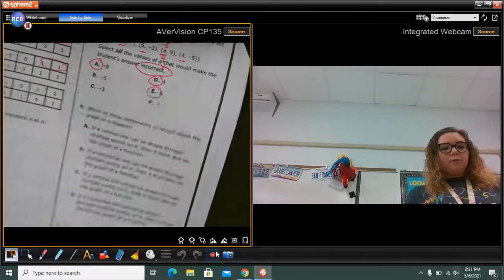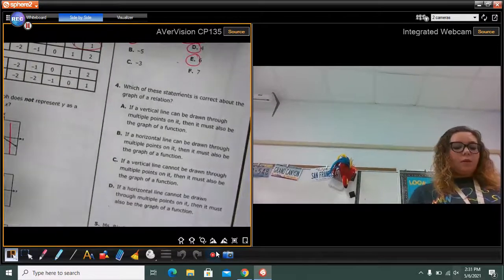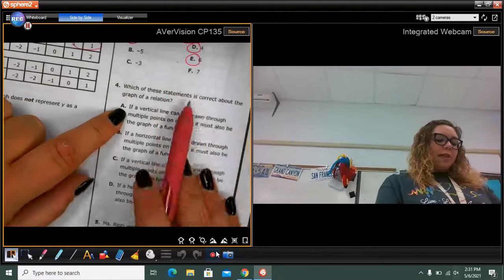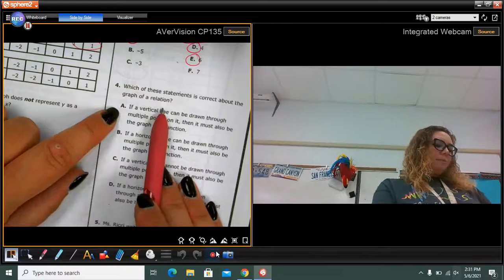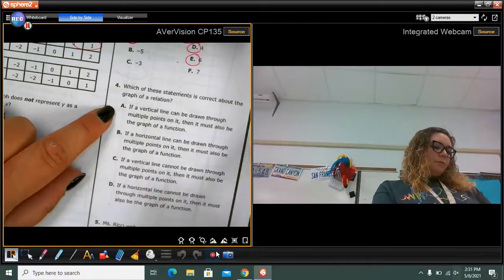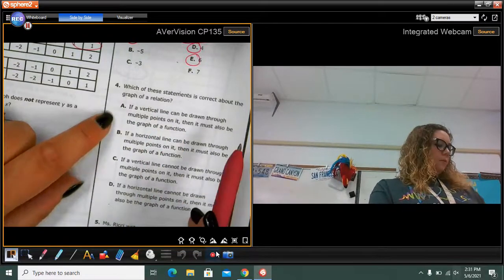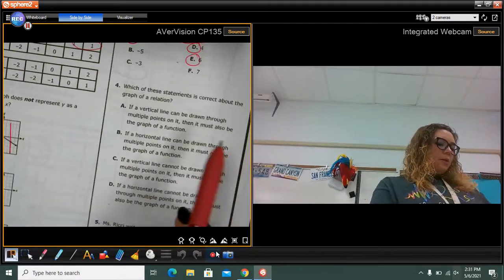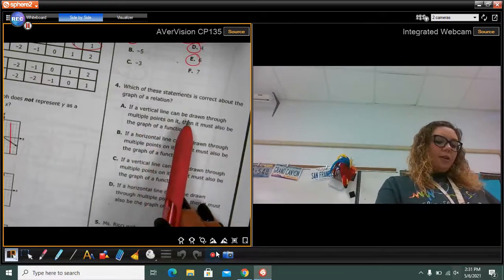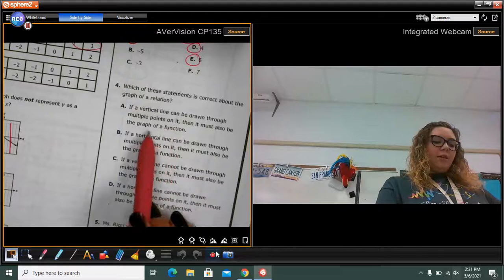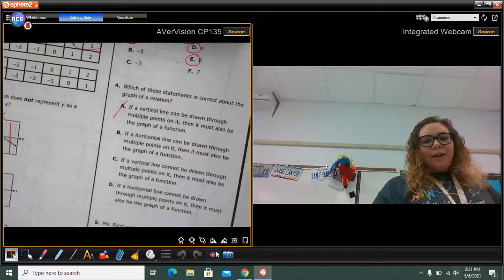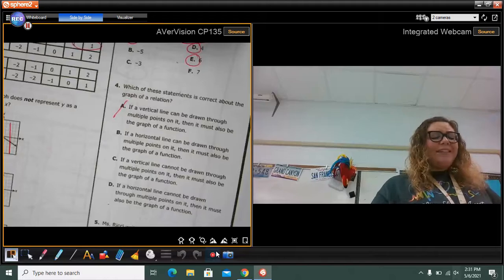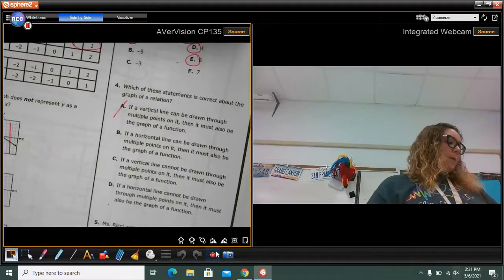Let's go to number 4. Which of these statements is correct about the graph of a relation? If a vertical line can be drawn through multiple points on it, then it must also be a graph of a function. No. Okay, we know if it goes through multiple points that it's not a function.